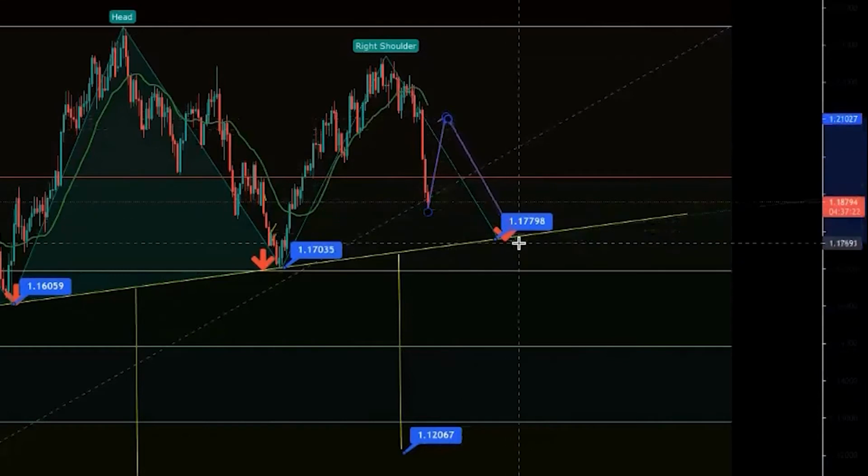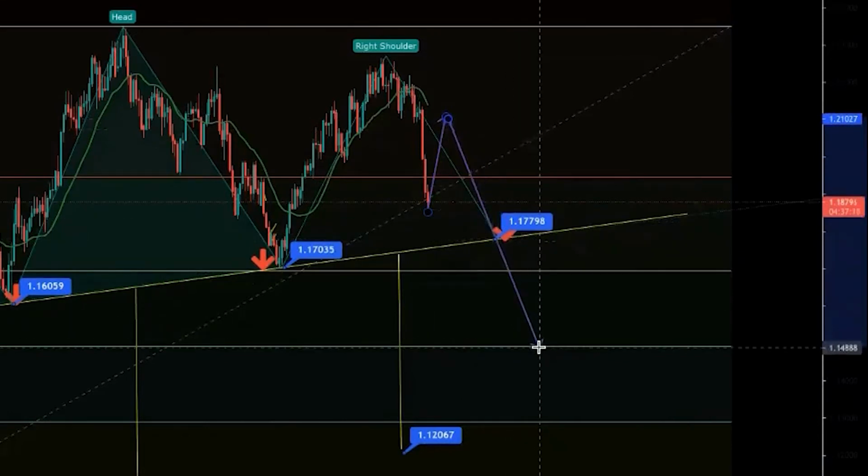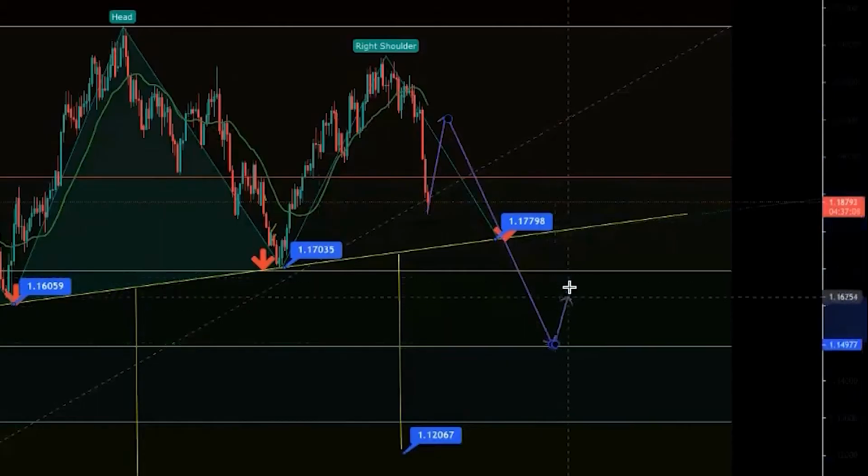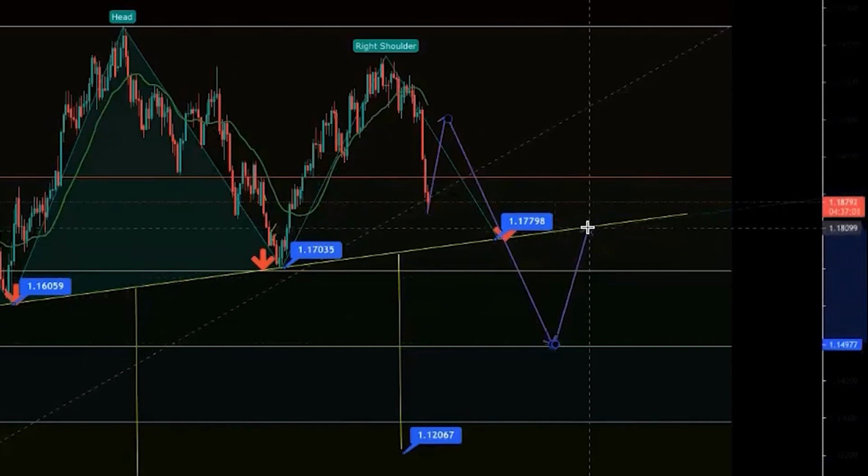Okay, and then we await the break from here, and I think once we break this we should go directly to just below 1.15. Okay, so that would be 1.149, and however I think there would be quite a swift pullback to retest this neckline. That's where, if people haven't gone short at around this point, they should consider going at this point.